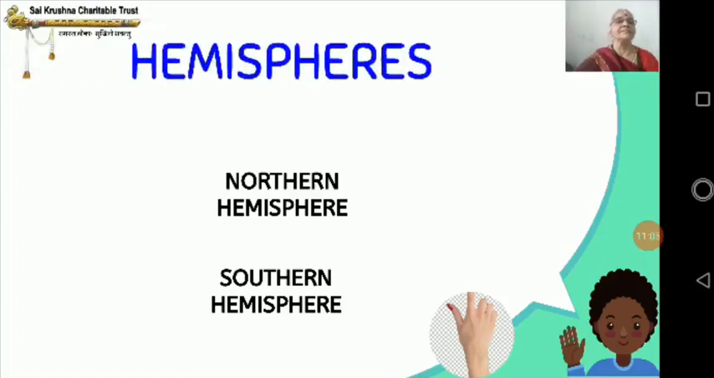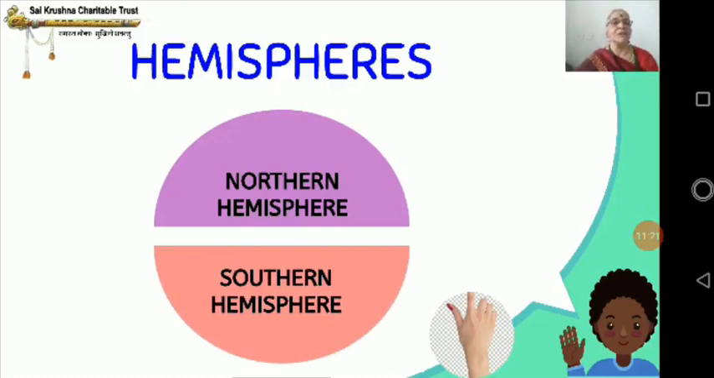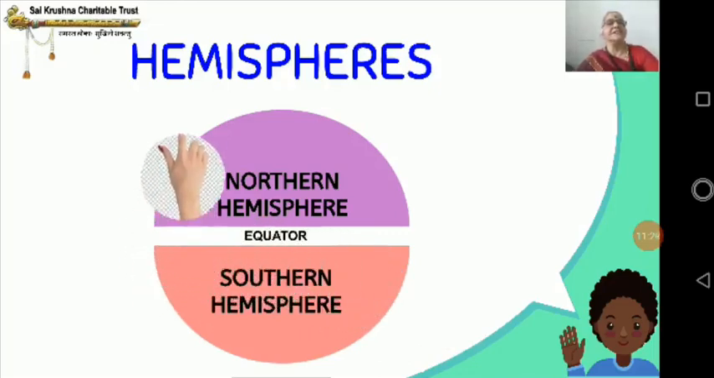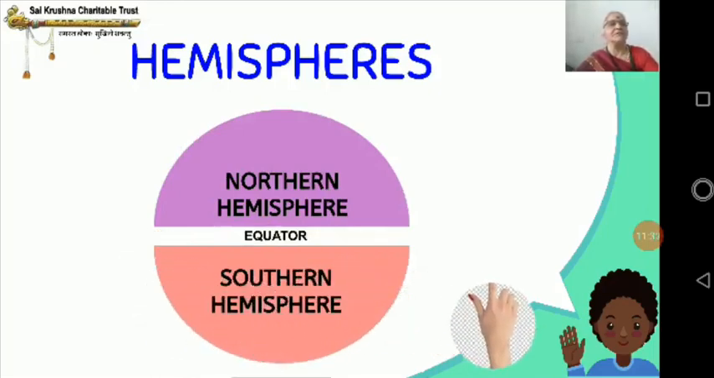Now let's go to see how our Earth looks in the northern and the southern hemisphere. Just look at that. What is a hemisphere? Two portions, two semicircles. When I join them together, it's a circle. When I cut them into two equal halves, it becomes the northern hemisphere and the southern hemisphere. Which line divides it, children? Here is the equator. The equator divides the earth into the northern hemisphere and the southern hemisphere.